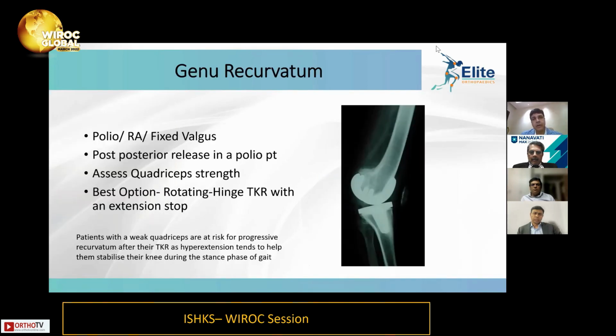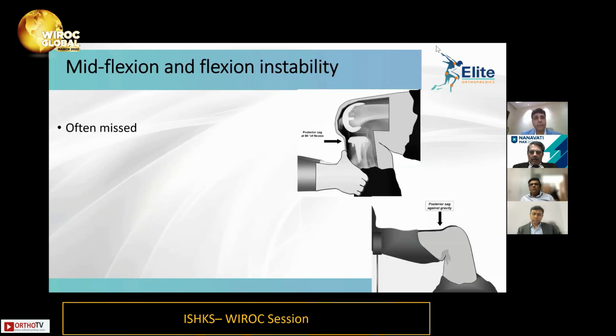Recurvatum instability occurs in less than 1% of the cases, but most of these cases are ones with neuromuscular disease like polio, or rheumatoid where you have insufficient collateral and cruciate ligaments, or a fixed valgus deformity. Here you will have a posterior release done, and subsequently a lot of these polio cases would develop hyperextension because that's the way they stabilize their weak quadriceps in the stance phase of gait. If you get these recurvatums, yes, they have choices to move on to a lesser amount of distal femoral resection or using distal femoral augments, but the majority can be switched over to a rotating hinge design.